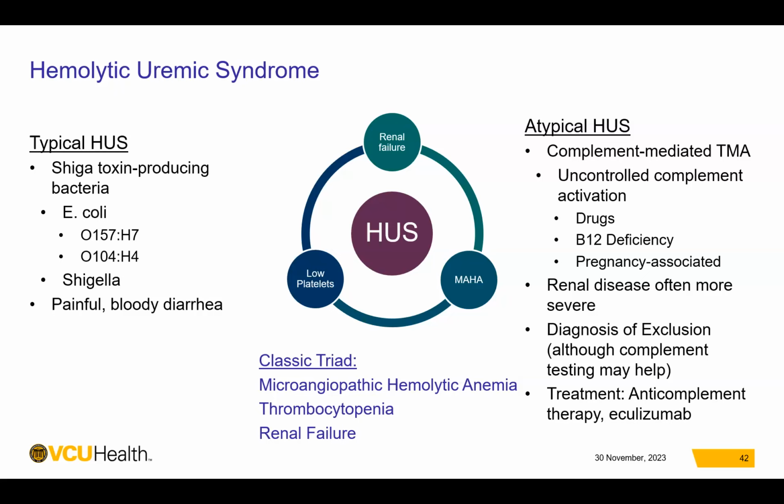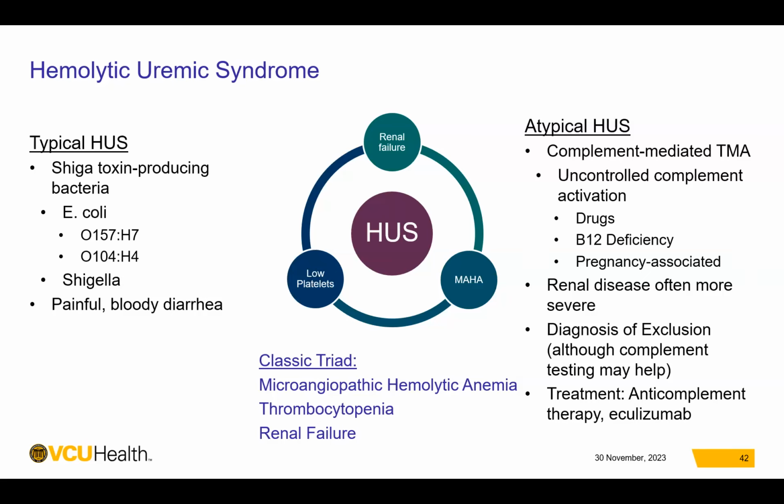So typical HUS is when you have a Shiga toxin producing bacteria, namely the O157:H7 E. coli, but other E. coli strains can do that, also Shigella. And you typically have a painful bloody diarrhea. I know you don't always, but I think that our patient for a CPC case might have had the bloody diarrhea. I don't like that quite as much.